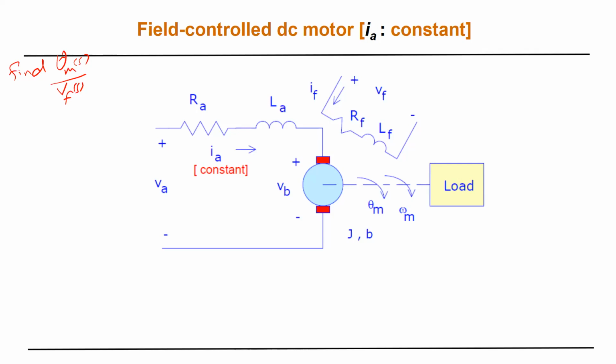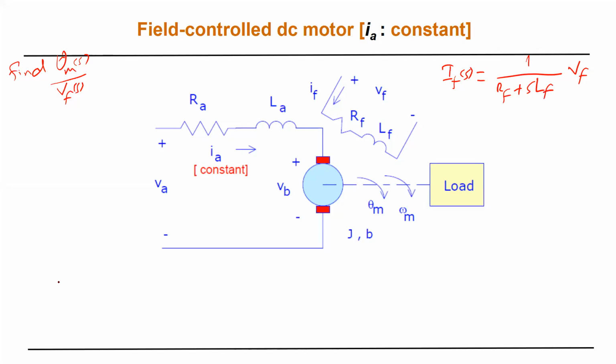Okay, now let me establish the relationship between Vf and If. What is If of s equal to in terms of Vf of s? Let's assume that we are working in the impedance domain. So what's If equal to? 1 over Rf plus s Lf. Exactly.